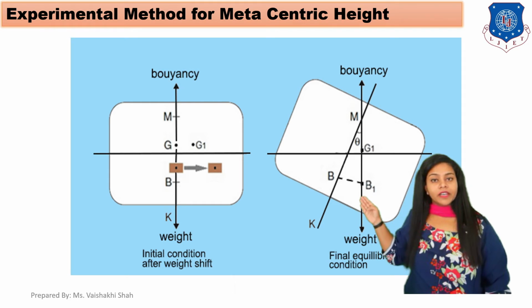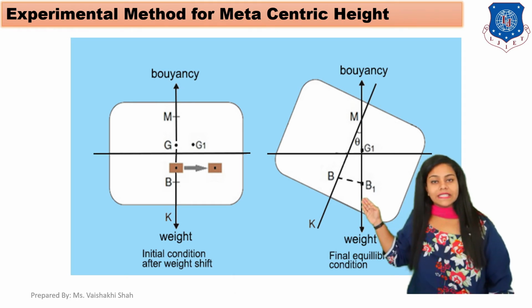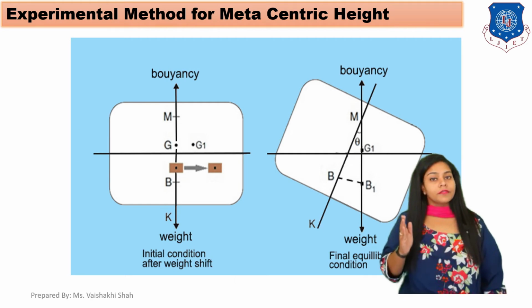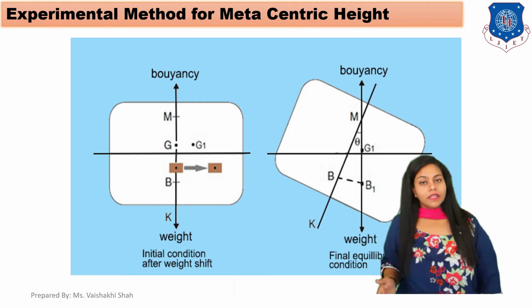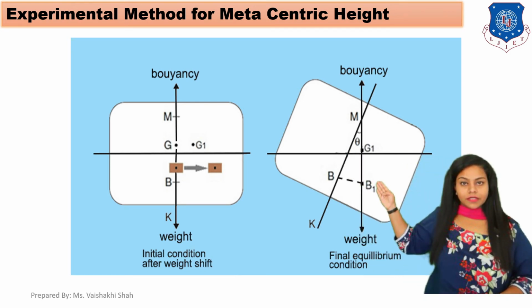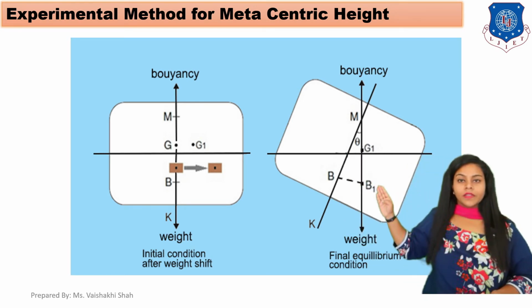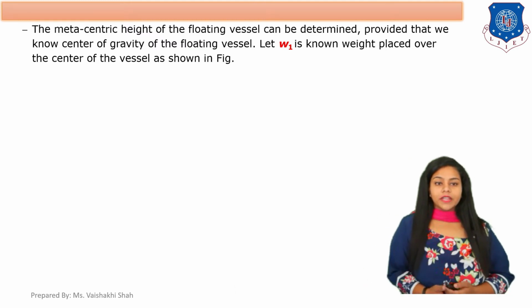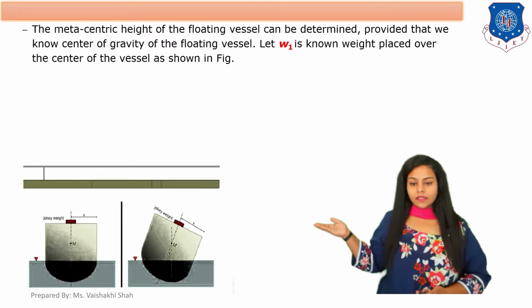So here B1 is your new center of buoyancy, and G1 is your new center of gravity. The center of buoyancy and the center of gravity are both displaced here. So now let's start our derivation of the metacentric height.